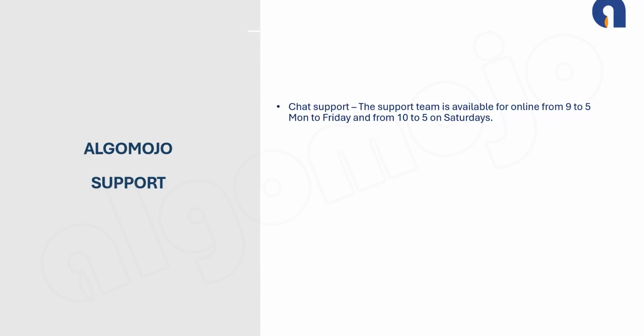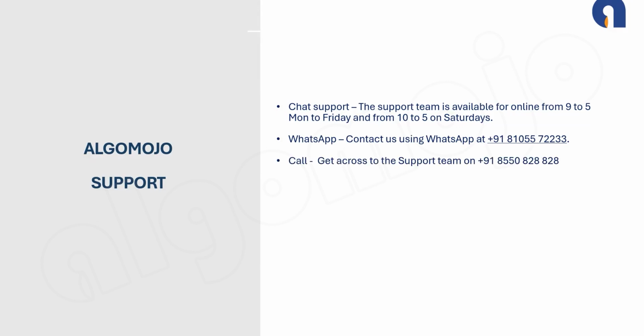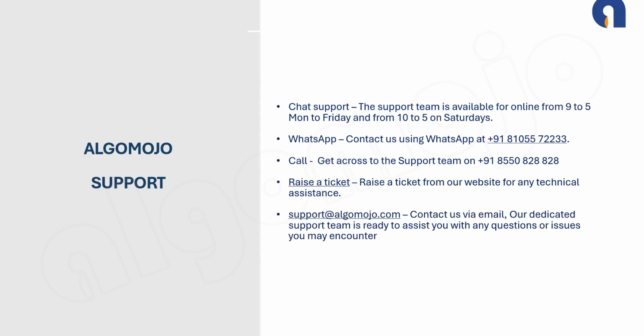You can get in touch with the support system on all 6 days, Monday to Friday from 9 to 5, and on Saturdays from 10 to 5. You can contact us using WhatsApp on this number, or you can give us a call on this number. We are available to assist you, or you can raise a ticket from our platform, or send an email to our platform also. In case you would like to make a note of these, you can look at these details.